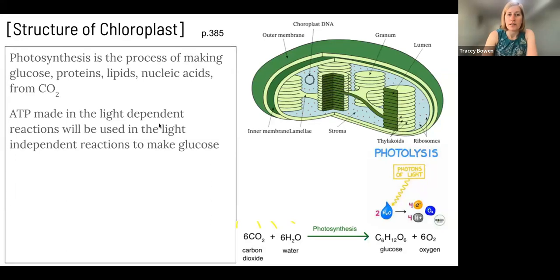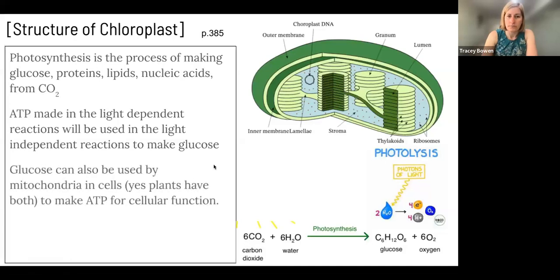And ATP is going to be created using sunlight. So that's the light dependent reaction. And then that ATP is going to be used to make the glucose from the carbon dioxide, and that does not require light. And so that would be the light independent reaction.